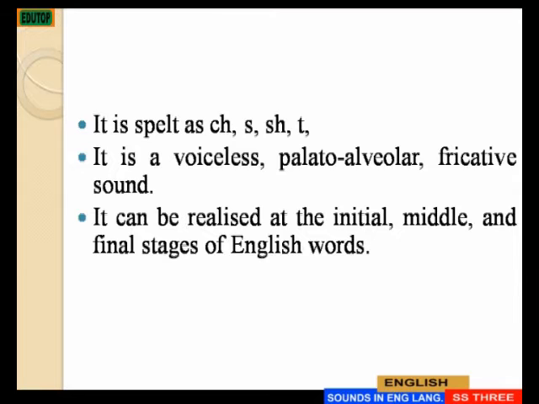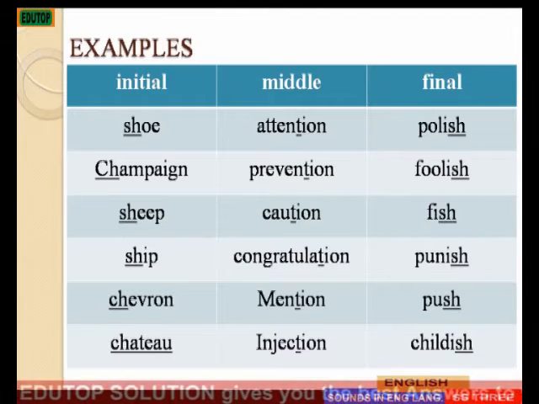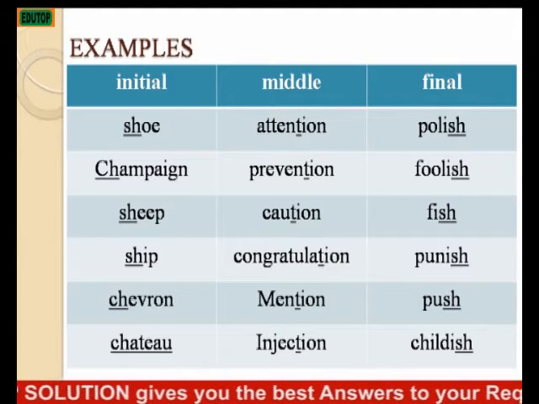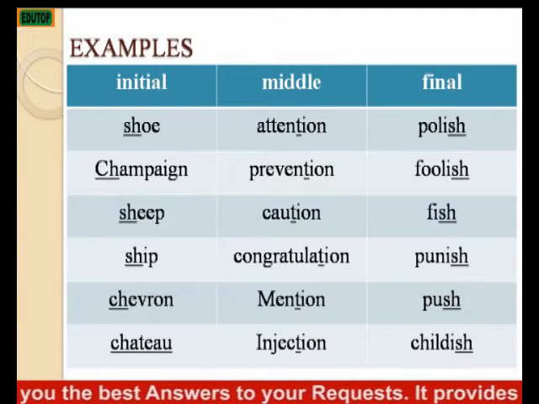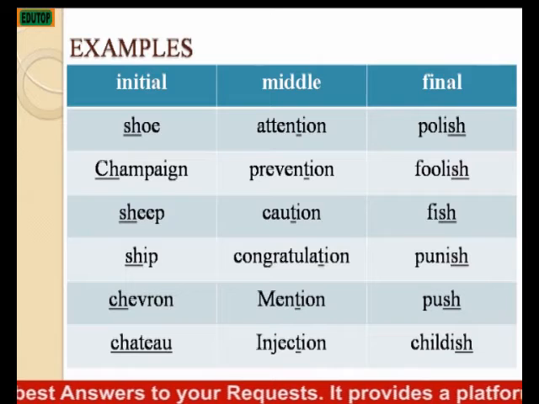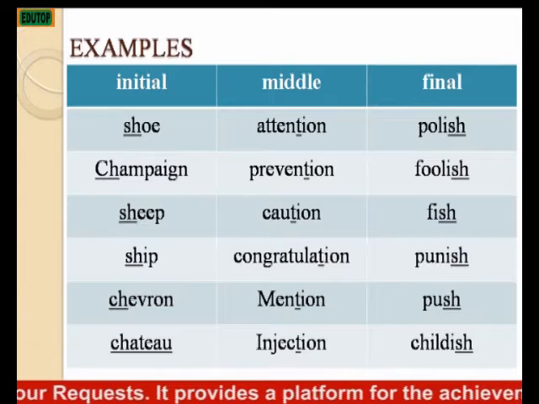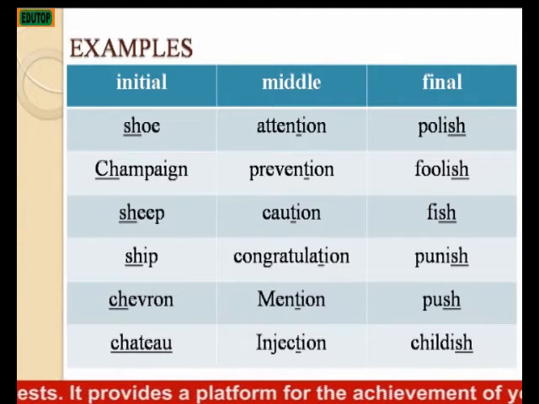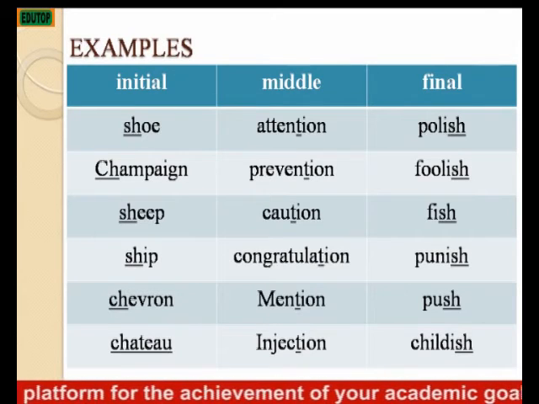It can be realized at the initial, middle, and final positions of English words. Examples: at the initial position, we can have shoe, champagne, sheep, chevron, chateau. At the middle position, attention, prevention, caution, congratulation, mention, injection. Final position, polish, foolish, fish, punish, push, childish, and so on.